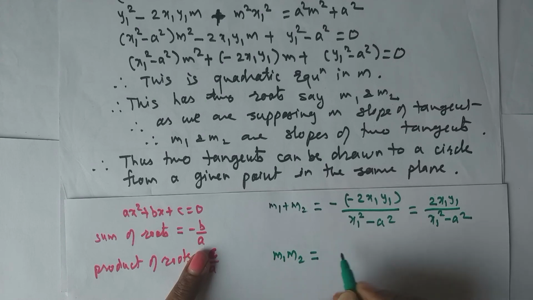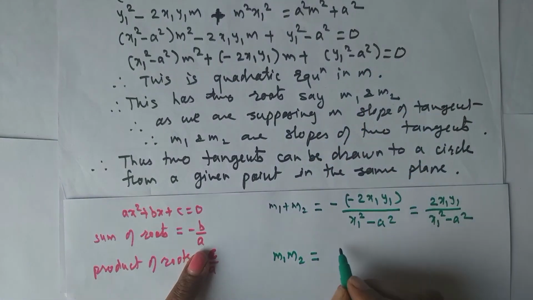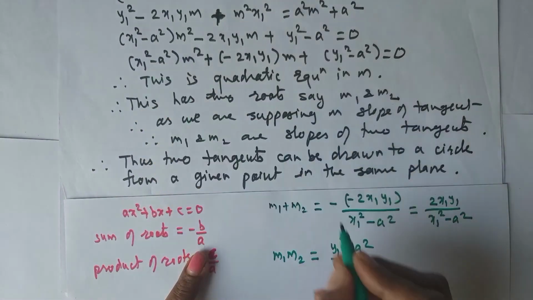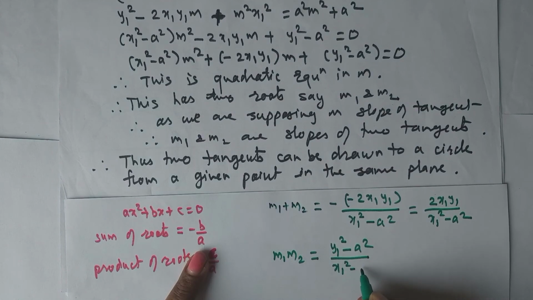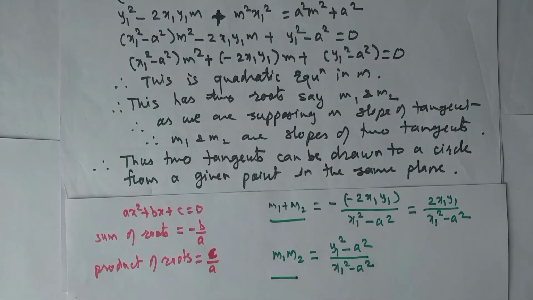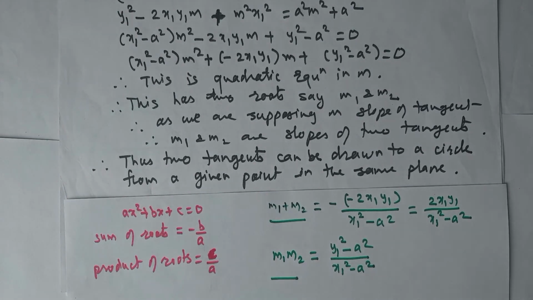Now we will find the product of roots. Product of roots is c divided by a. c means the constant, this y1 square minus a square, divided by a, which means the coefficient of m square, that is x1 square minus a square. Okay, in this way we can find the sum of roots and product of roots of this quadratic equation, where m1 and m2 are slopes of two tangents.